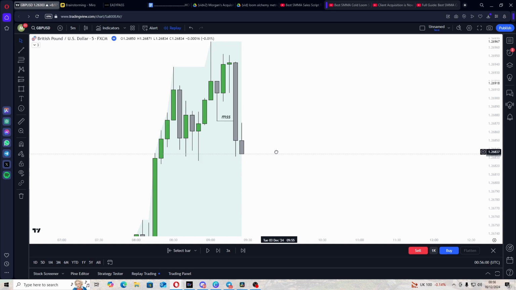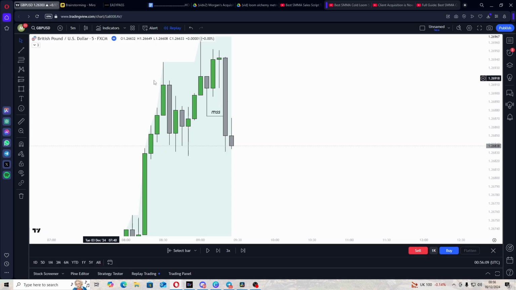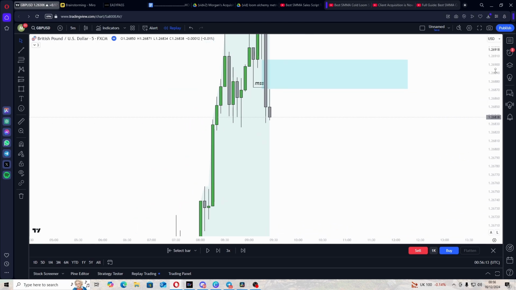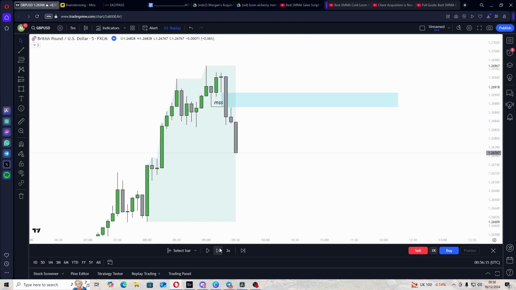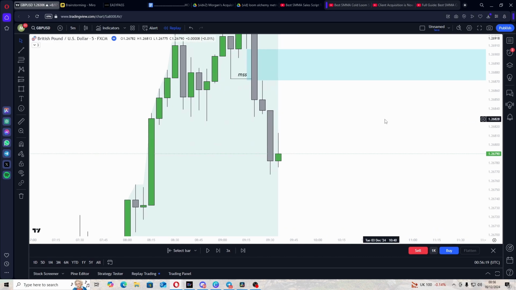And I'm just going to be playing price forward, and you can see what we need to do now is identify the fair value gap, and if we overlap it with the market structure shift, we can get a higher probability. All right, and you can see right here this actually does overlap clearly. Okay, so what we need to do now is actually play price forward, and if you look very, very closely, most traders will actually miss out on this, but we're not like most traders.